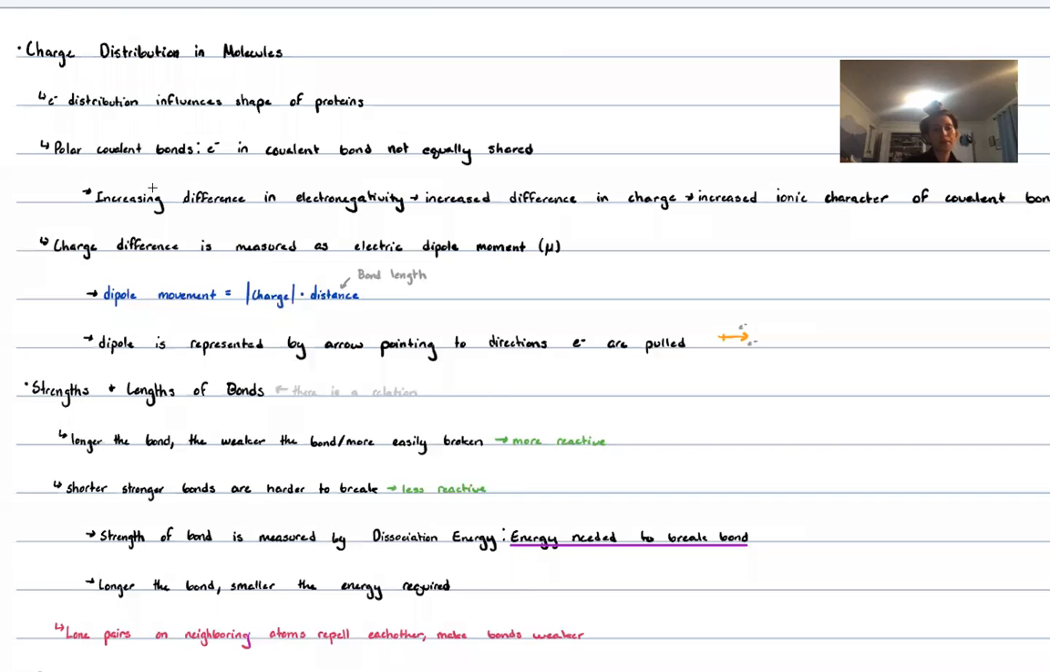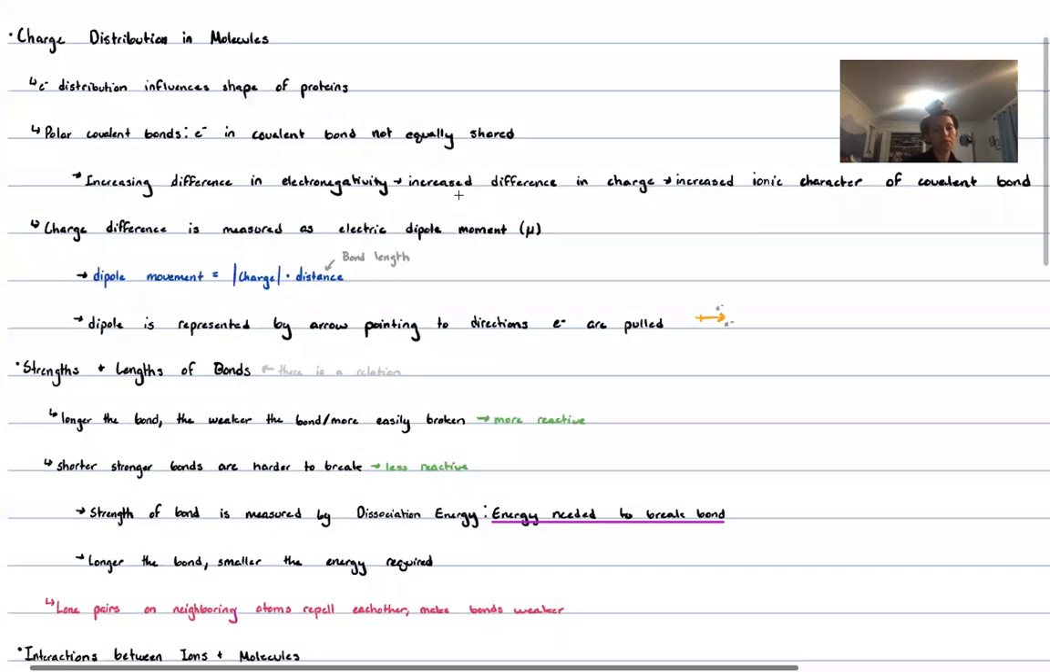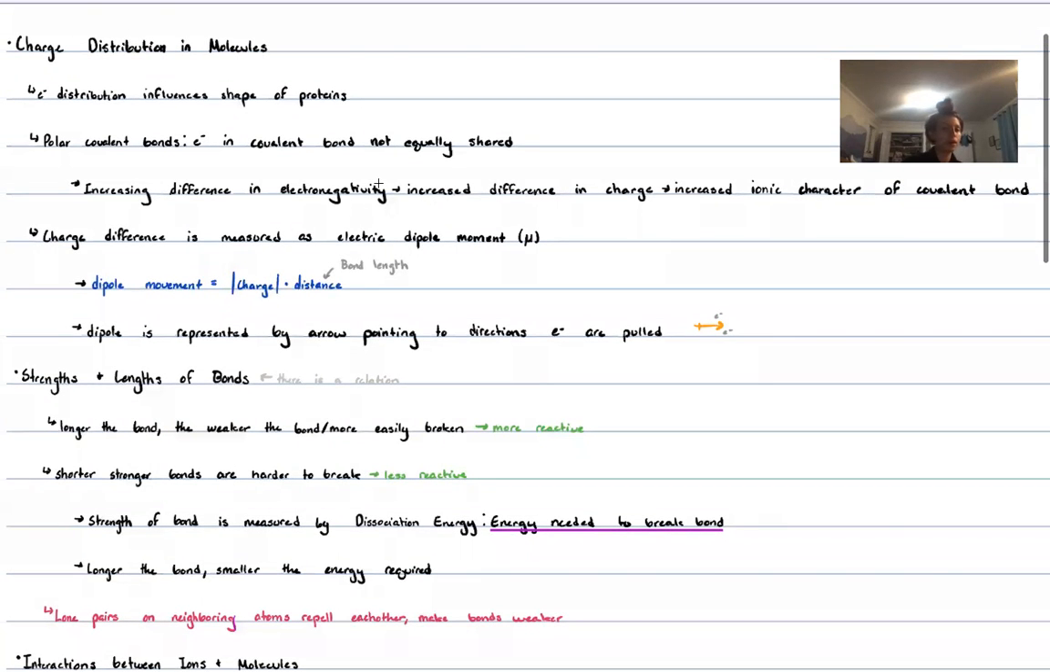Polar covalent bonds are cases where the electron isn't equally shared. We would see cases like that in the H2O molecule, where O tends to pull it closer and H becomes slightly positive. That's basically just an increased difference in electronegativity causing an increased difference in the charge that each atom in that molecule gets. And therefore you get more of an ionic character in the covalent bond, because it pulls that electron further and further away from the middle.